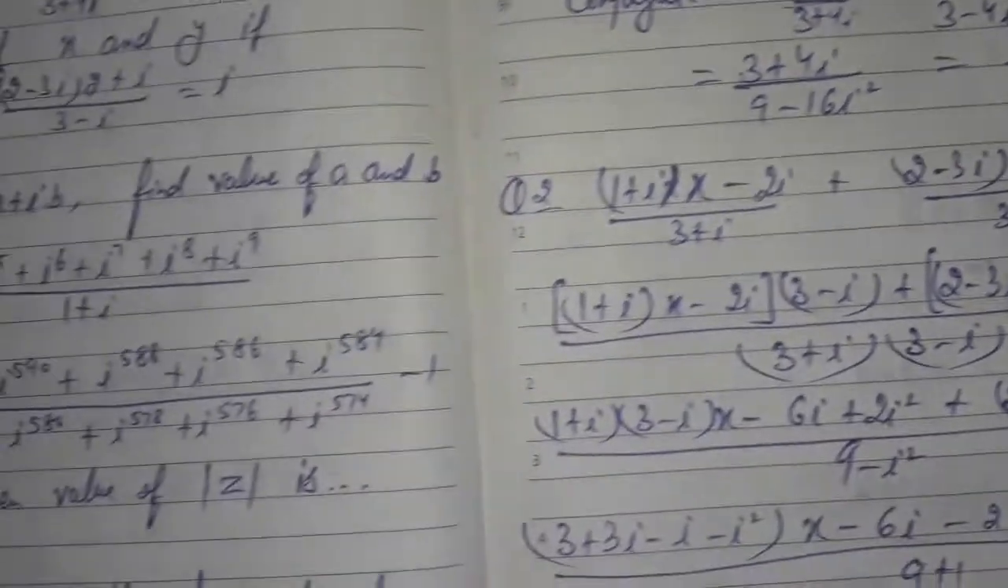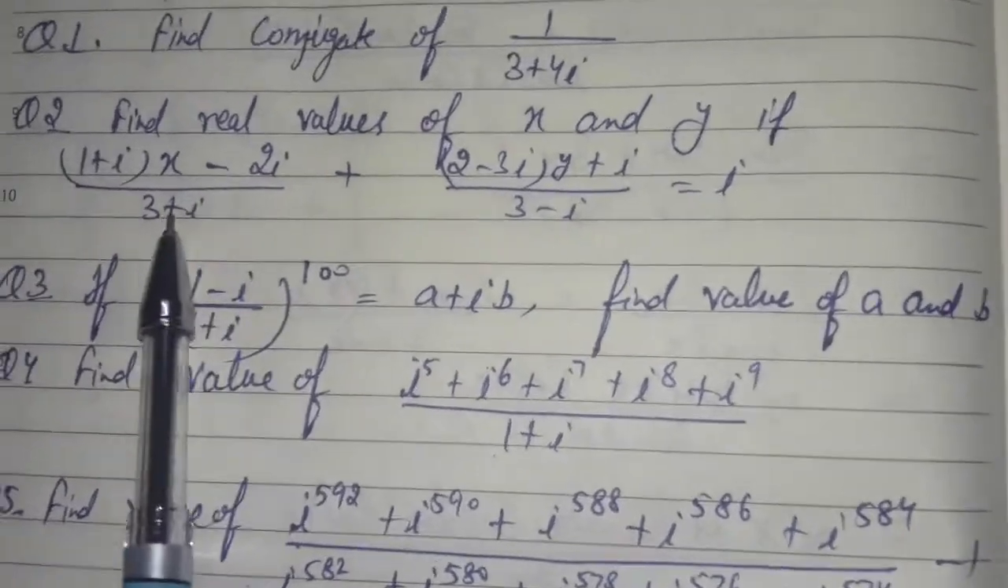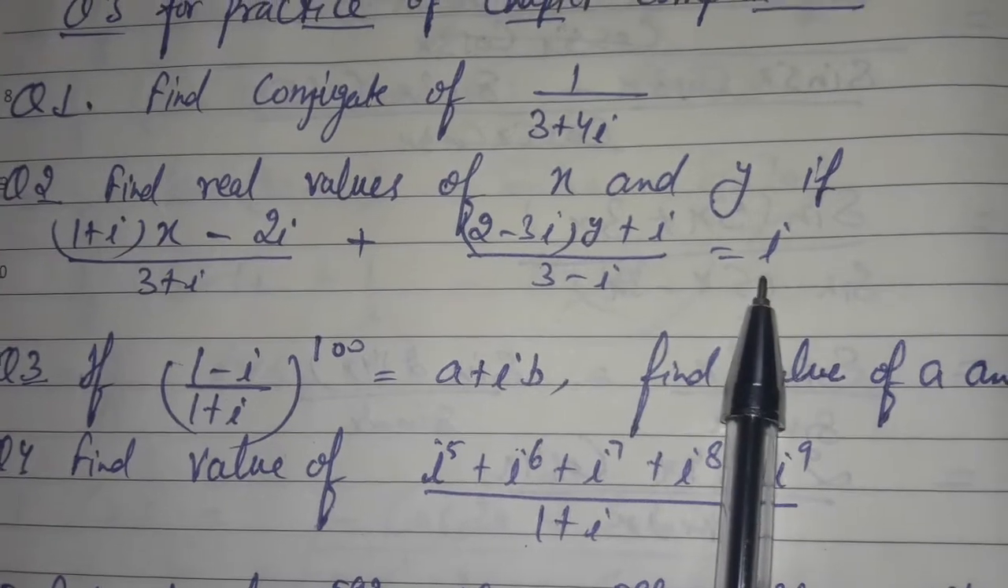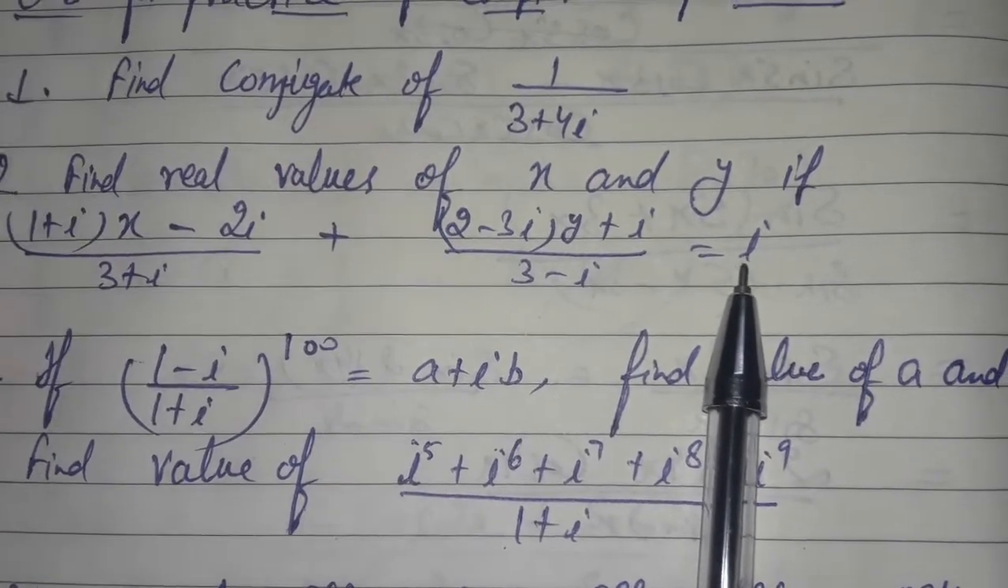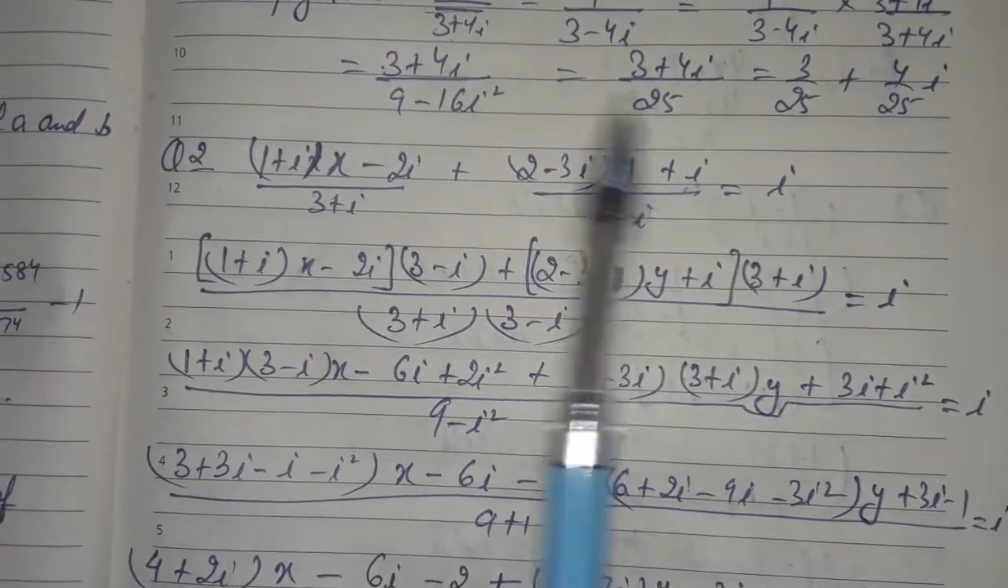And question number 2, we have to find the real values of x and y if (1 plus iota)(x minus 2 iota) upon 3 plus iota, plus (2 minus 3 iota)(y plus iota) upon 3 minus iota is equal to iota. You have to find the real values of x and y. Now (1 plus iota)(x minus 2 iota) upon 3 plus iota, plus (2 minus 3 iota)(y plus iota) upon 3 minus iota is equal to iota.